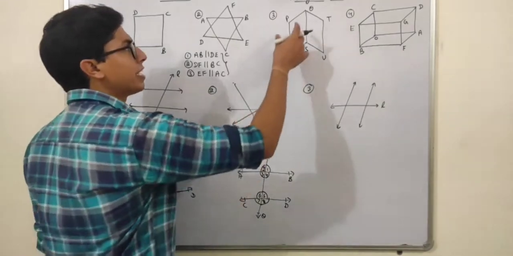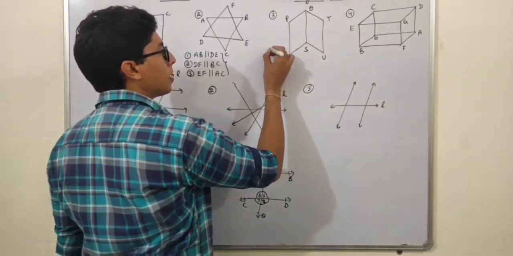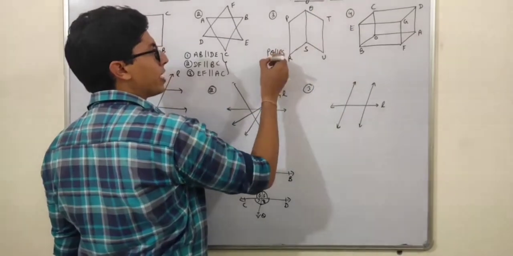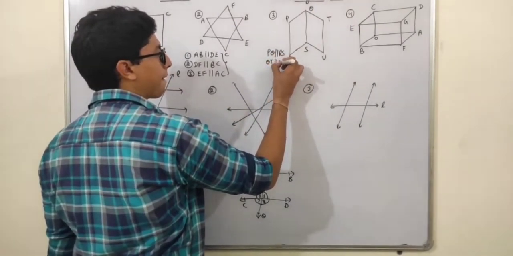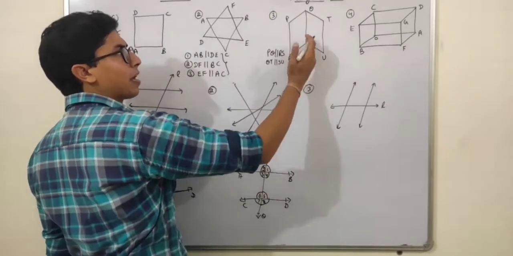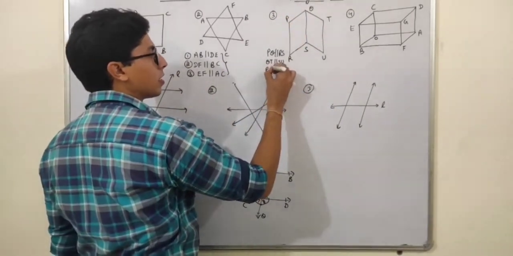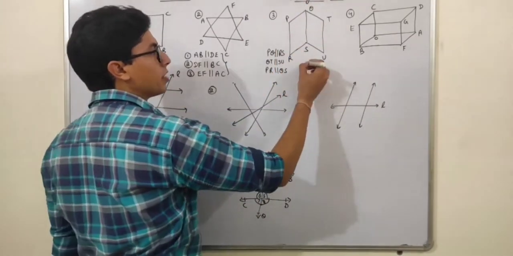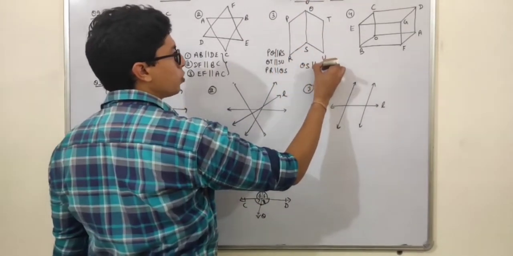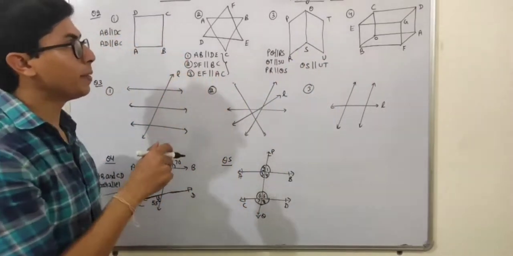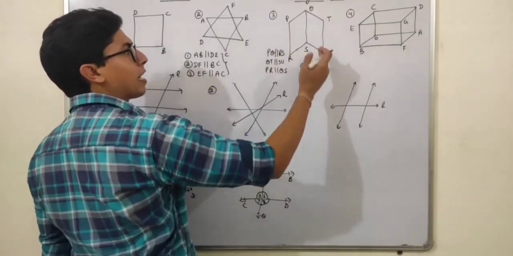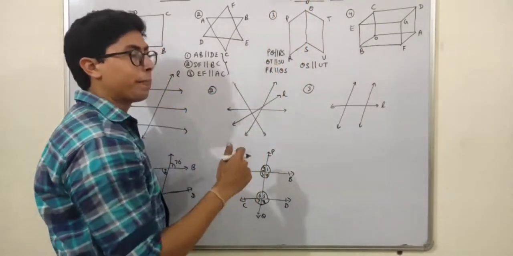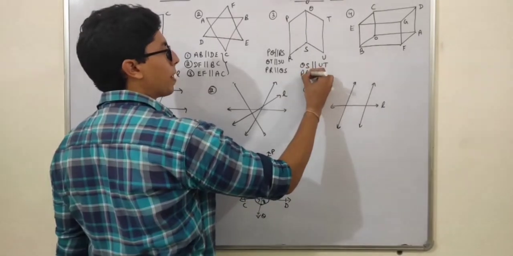In this one, students, I can take PQ and RS. PQ is parallel to RS. QT is parallel to SU. Similarly, PR is parallel to QS. QS is parallel to UT. Similarly, students, I can take PR is parallel to UT as well, because if I extend them, they never meet. So PR is also parallel to UT.